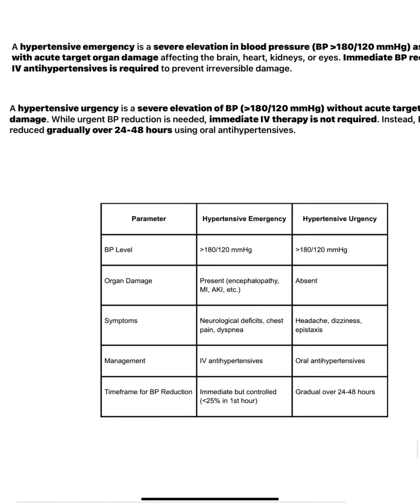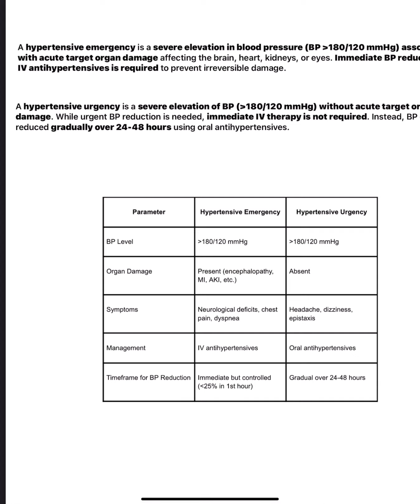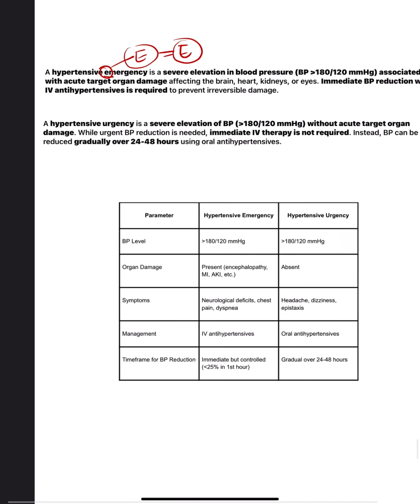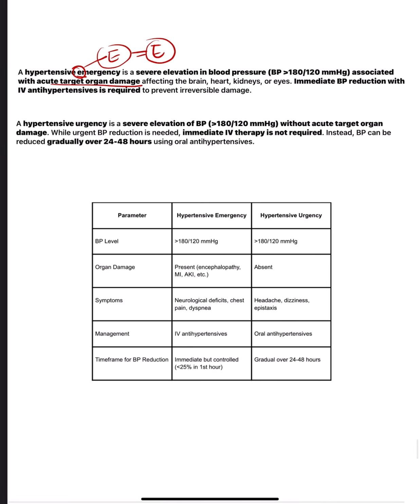So the first question was to define hypertensive emergency and hypertensive urgency. Just the definition is needed. Remember that E stands for emergency and E stands for end organ damage. So if there's emergency, there's end organ damage. It's associated with acute target organ damage. That's the key here. So hypertensive emergency has acute target organ damage, but urgency is without acute organ damage.